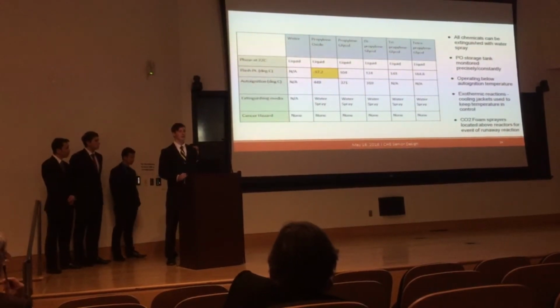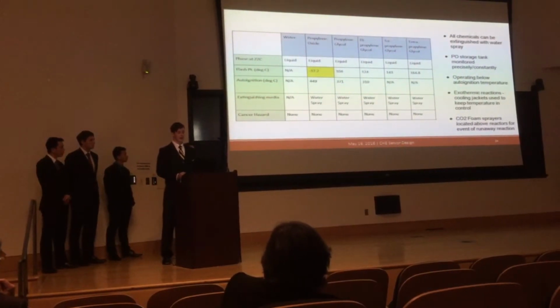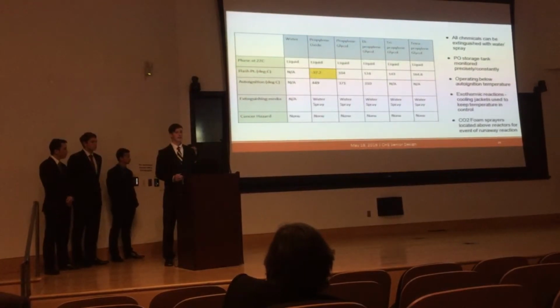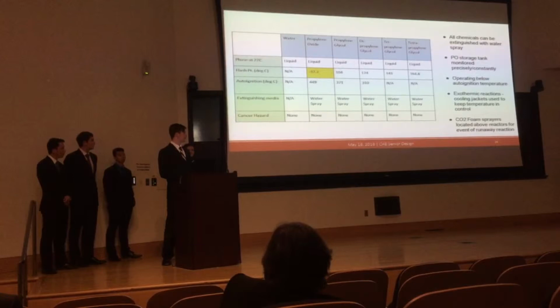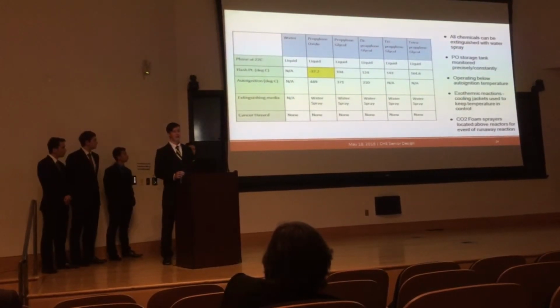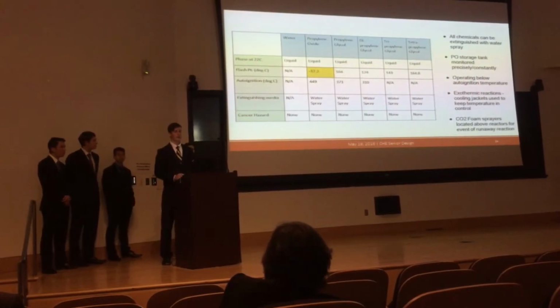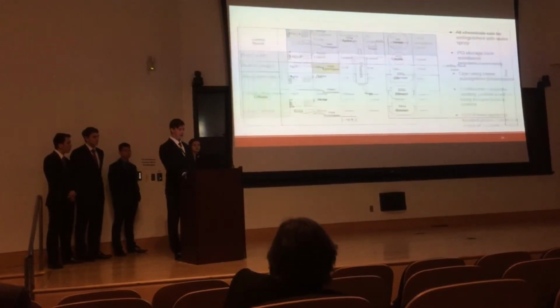Everywhere in the plant operates below the emission temperature for any of our chemical raw materials or products. And while the reaction is exothermic, cooling jackets are located in any necessary spots to keep the temperature under control. In the event of a runaway reaction, CO2 foam sprayers are located above the reactors to immediately shut down the reaction if a runaway reaction were to occur.